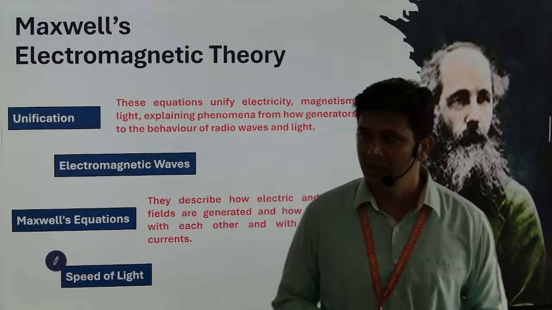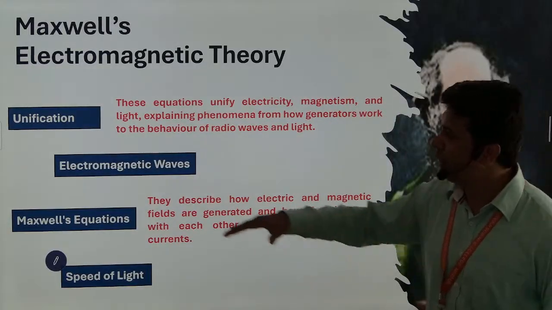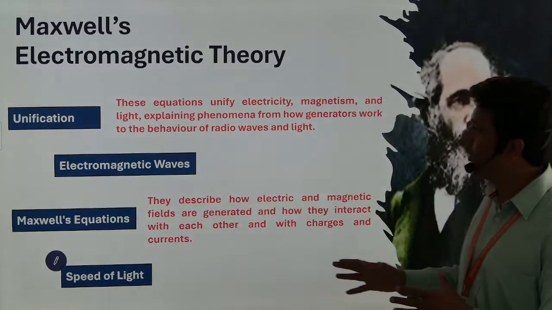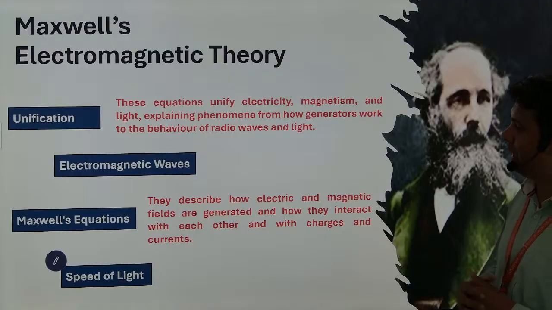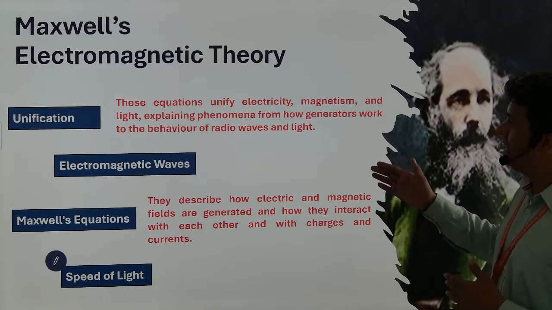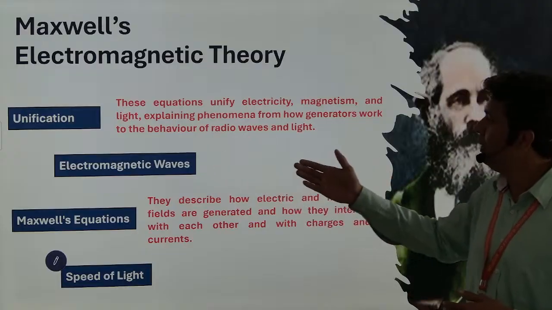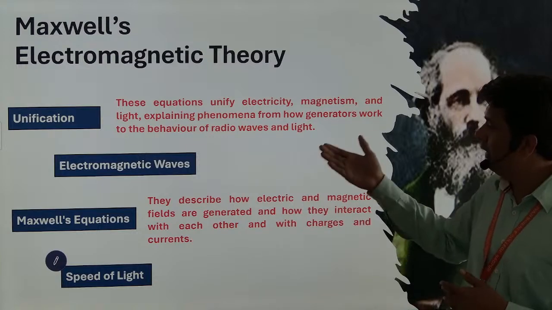As far as Maxwell's electromagnetic theory is concerned, the first aspect is unification. These equations unify. That means we know there are different Maxwell's equations. He has given different equations, and those equations unify electricity, magnetism, and light, explaining phenomena from how generators work to the behavior of radio waves and light.